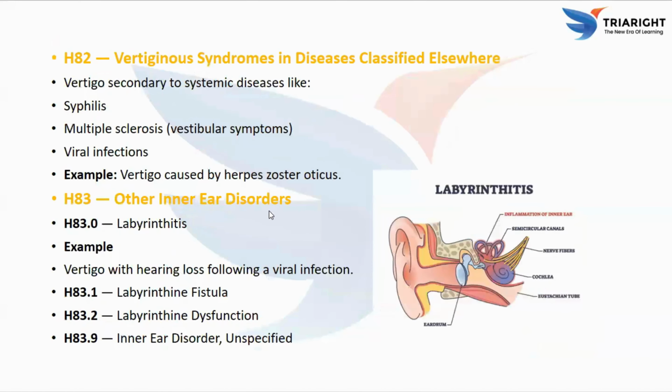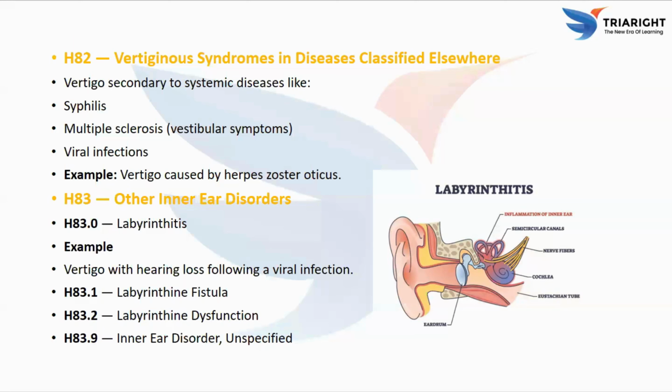So next category is H82, which is vertiginous syndromes in diseases classified elsewhere. This category, H82, is used when vertigo is not due to a primary ear disease, but occurs secondarily due to another systemic or neurological condition. These disorders are coded in addition to the primary disease.